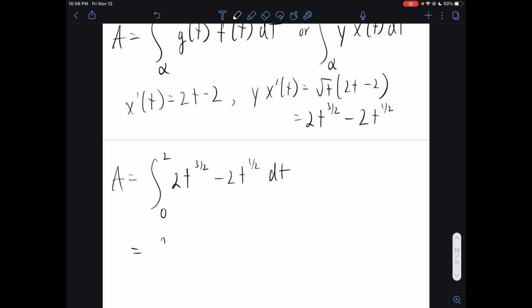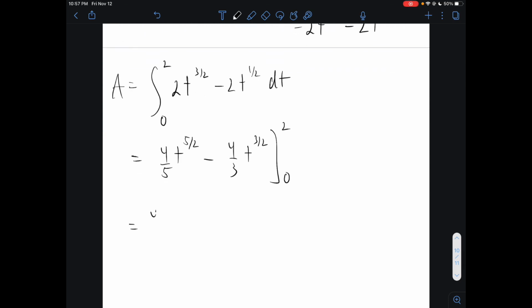So this results in 2 t to the 5/2, but then I have to multiply by 2/5. 2 times 2/5 is just 4/5. Minus 2 t to the 3/2, but then I have to multiply by 2/3. 2 times 2/3 is 4/3. And then we evaluate from 0 to 2. Plugging in 2 to the 5/2 is the same thing as, well, I should say square root of 2 to the 5th power.